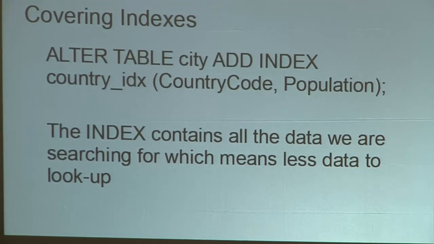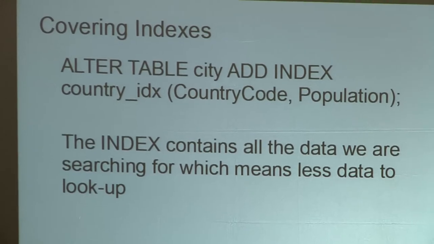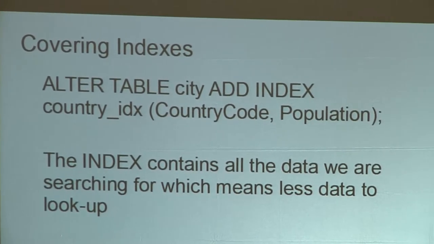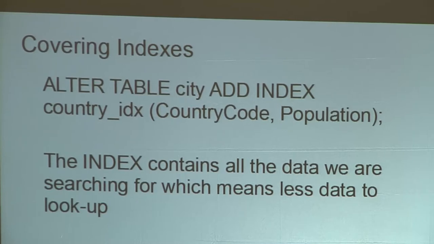Covering indexes is a similar idea. In this case, on the city table, we're always looking up the population for a country code. We want to know how many people live in that country. But we don't want to overextend ourselves. So we create an index here using alter table syntax. And we say, okay, we're adding an index called country index on country code and population. So as you use this index and you put in the country code, when it makes a match, it will automatically pull up the population for you, saving a whole bunch of reading into the database.